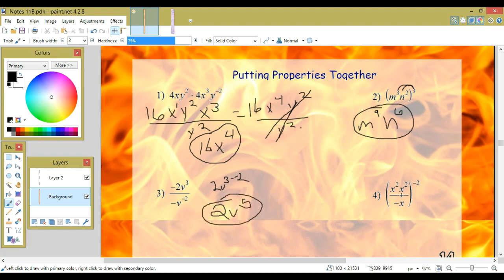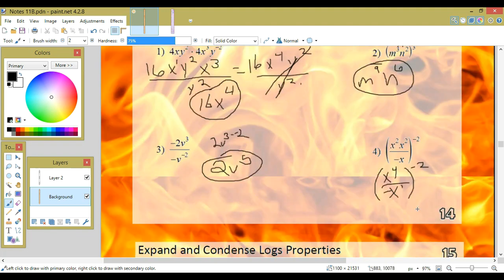And then the last row, on page number 4, we have x squared times x squared all over negative x to negative 2 power. Let's simplify the stuff on the inside of the parentheses first. We're going to add these exponents together because we're multiplying the bases. So we have x to the 4th over negative x to the 1st, all to negative 2 power.